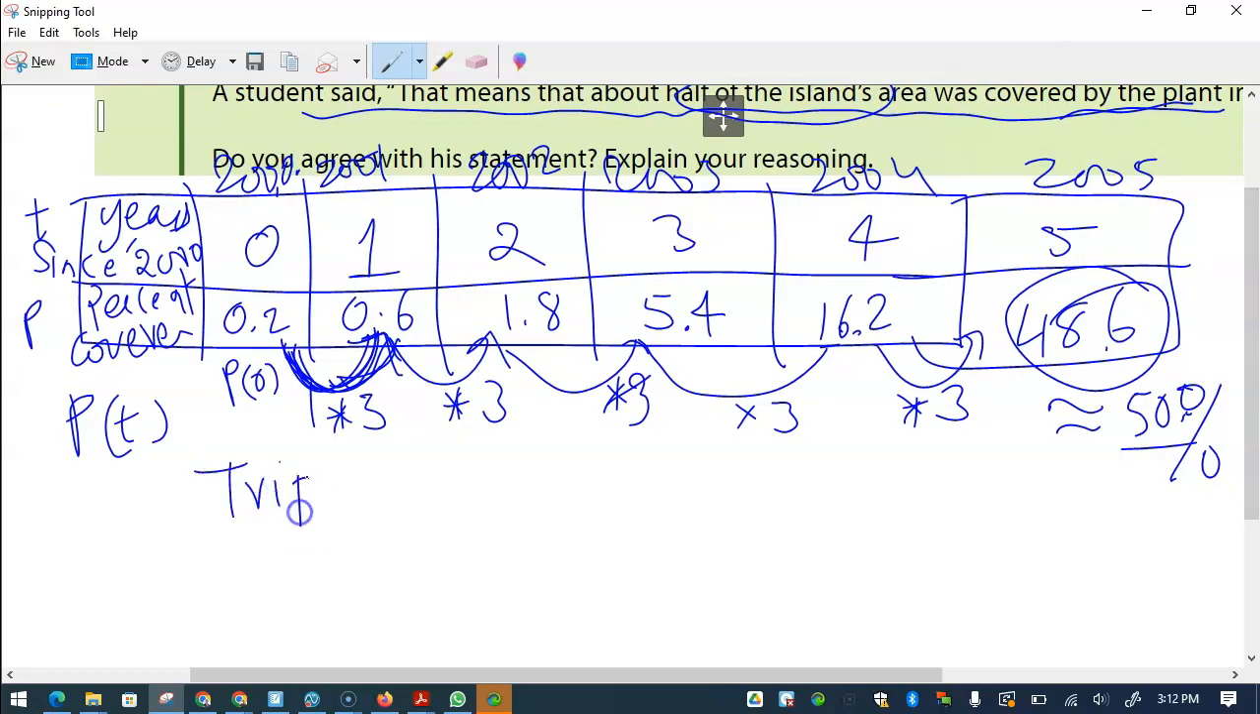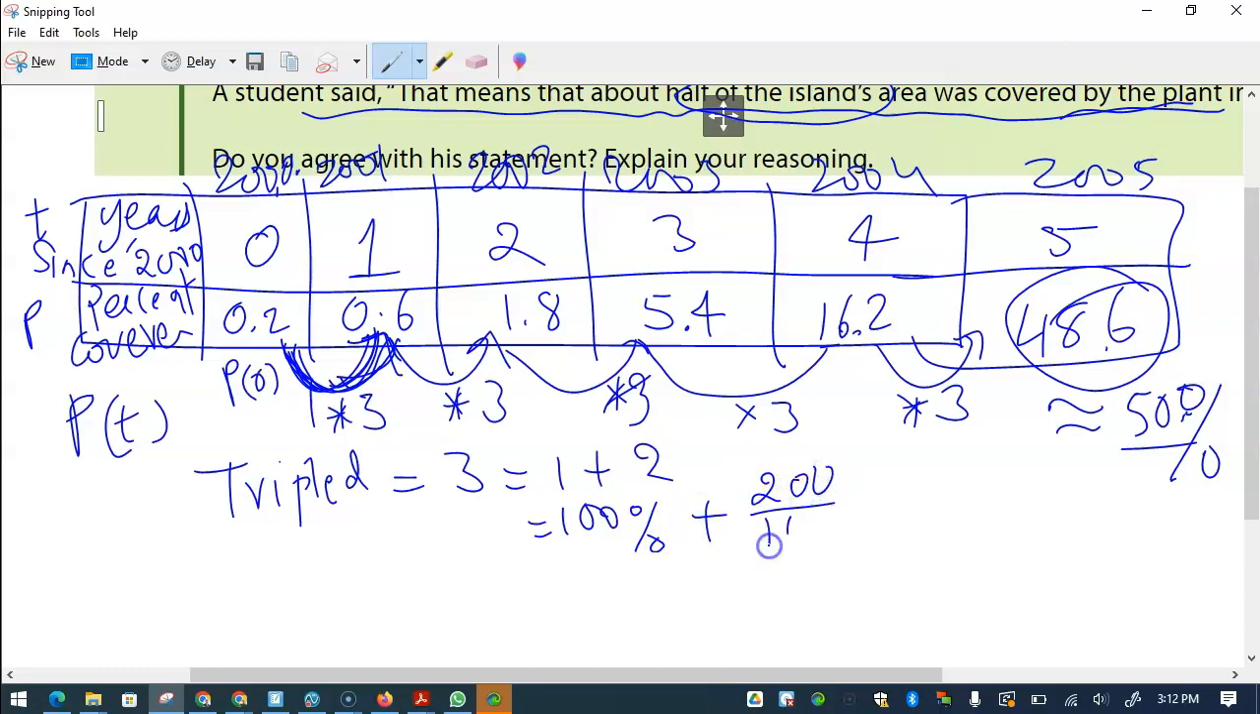Triple. So it's a triple. We want to know the meaning of triple: 3, which is 1 plus 2. And what is this 1 plus 2? It means 100% of what you have in the beginning, and every time you multiply 100 in the numerator and 100 in the denominator. So that's 100% of what was in the beginning, and then it is a 200% increase. So this is the percent increase every year.